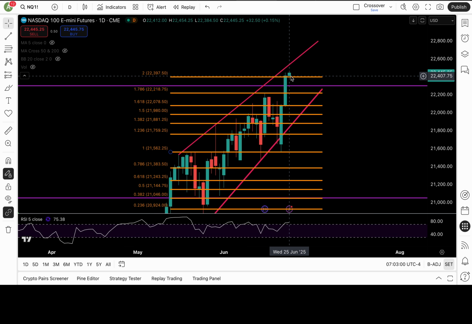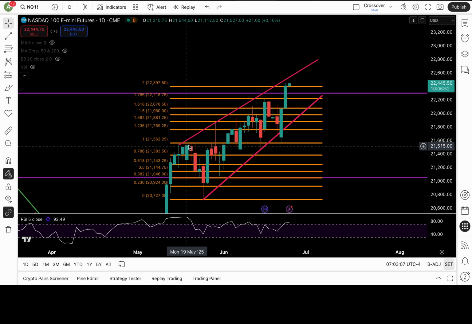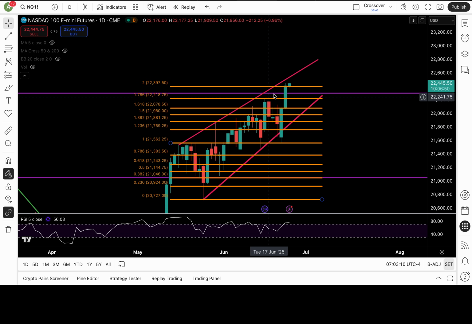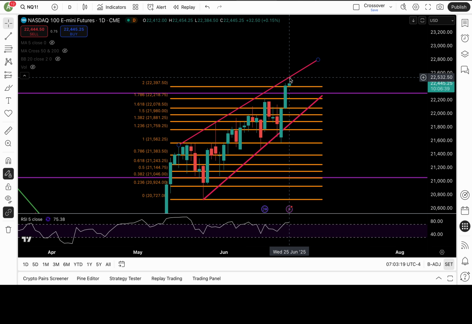Now that price is above it, and if it continues to stay above it, you see I have this structure here with my red lines. This is what we call a wedge, some type of wedge. If we can stay above 22,397, there's a great chance that NASDAQ can pop higher and hit the top of the wedge, which would take price to about 22,530-ish, basically above 22,500.